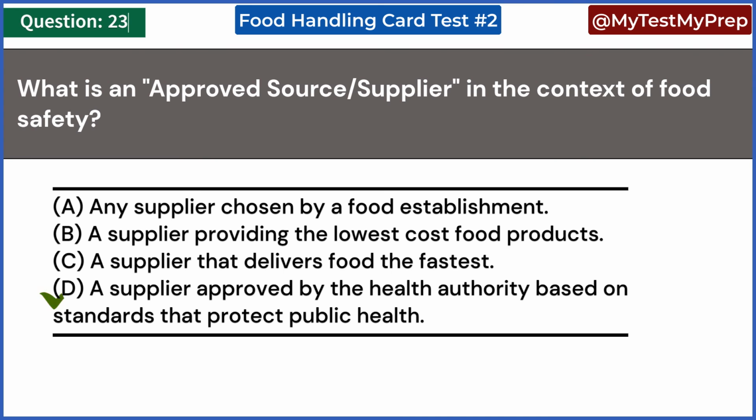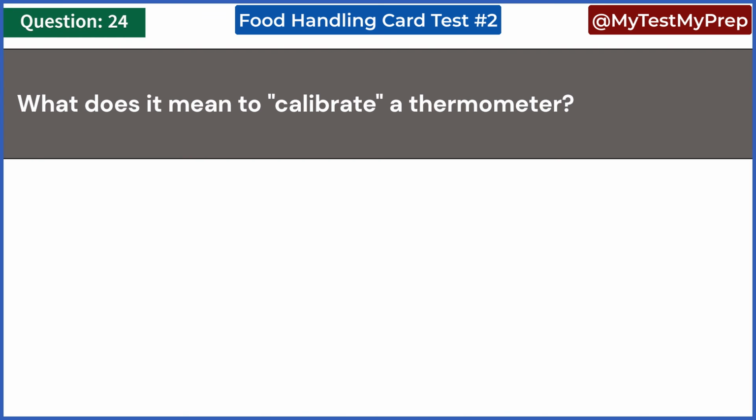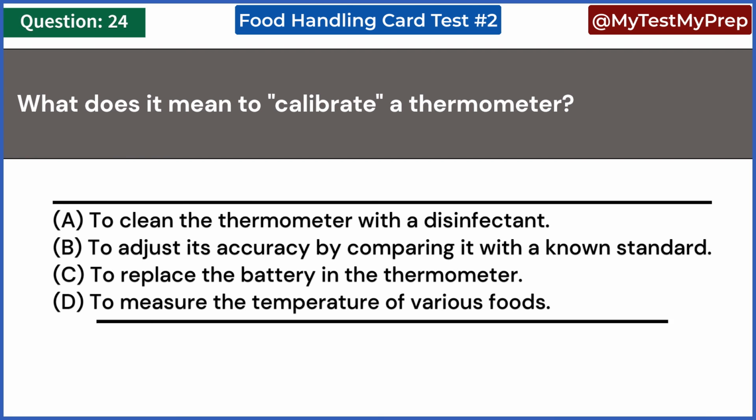Answer D. A supplier approved by the health authority based on standards that protect public health. What does it mean to calibrate a thermometer? A. To clean the thermometer with a disinfectant. B. To adjust its accuracy by comparing it with a known standard. C. To replace the battery in the thermometer. D. To measure the temperature of various foods.